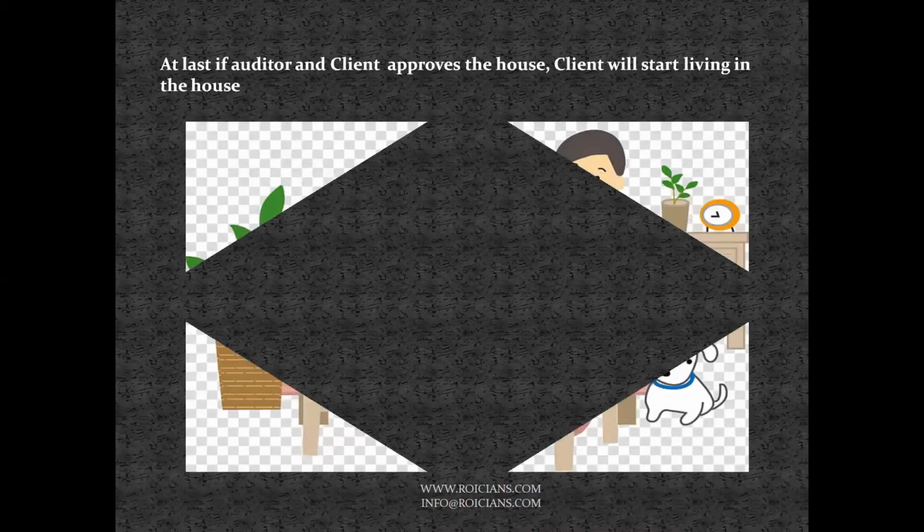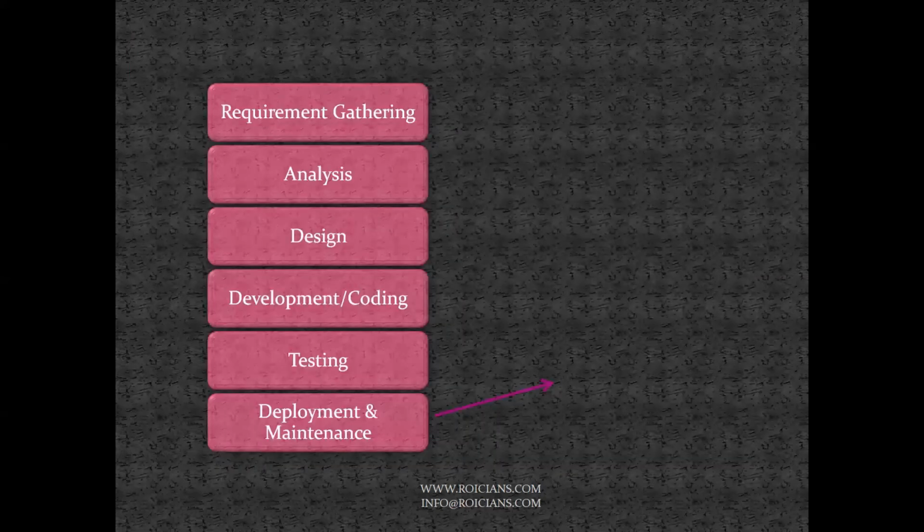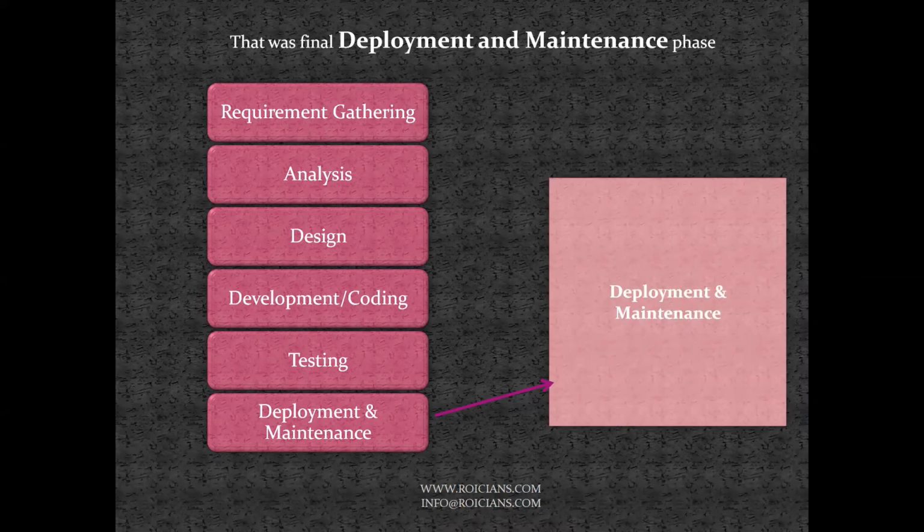Now, after the testing phase, if the auditor and client approve the house, the client will start living in the house. So the client will happily start living in the house. This is the deployment and maintenance phase. Deployment, because now the house is ready and the client can live in it. Maintenance, if any defect or problem is found in the house, it will be fixed free of cost during this maintenance period. So this was the final deployment and maintenance phase.